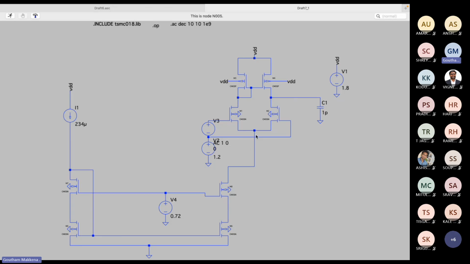Okay, so this overdrive is 200 millivolts. So from this point to ground, 200 millivolts was my assumption. So I split it 100 millivolts and 100 millivolts. Okay, so I'm telling the overdrive of M6 is 100 millivolts, and VTH of M6 is 500 millivolts. So what will its VGS be equal to? What will its VGS be equal to? Yeah, not understanding.